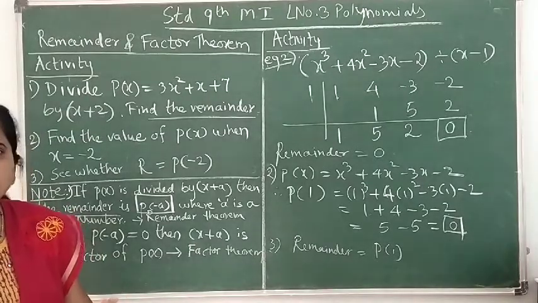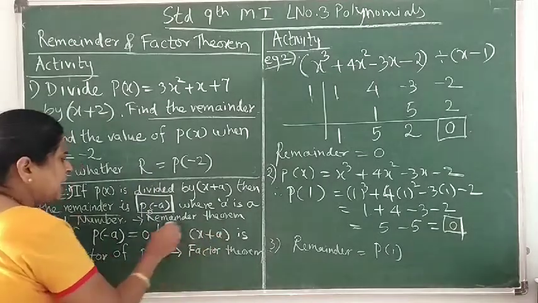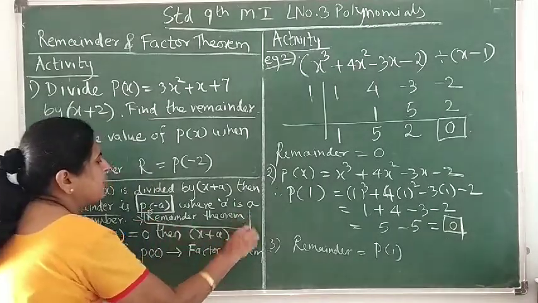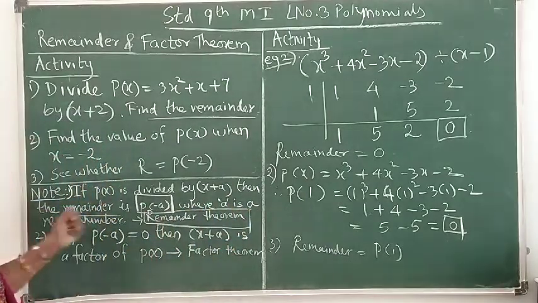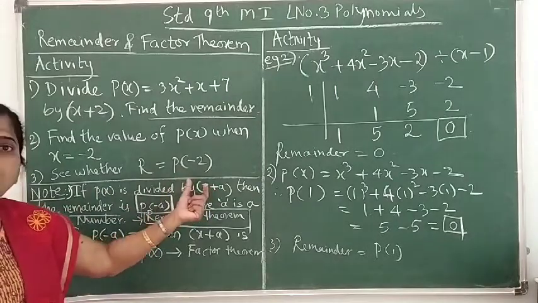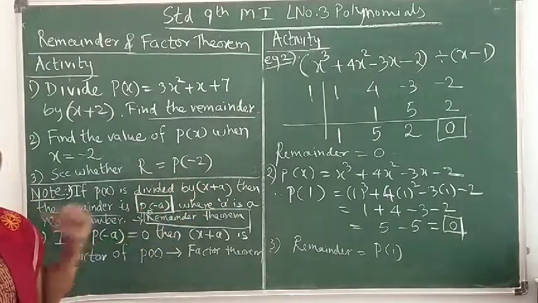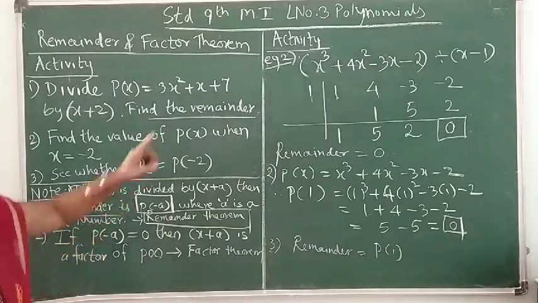So any number, that means any real number, is applicable. And this is nothing but what is called the remainder theorem. What is that? Remainder theorem means if the given polynomial is divided by x plus a, your remainder is equal to p of minus a. This is the remainder theorem. So you get this same.